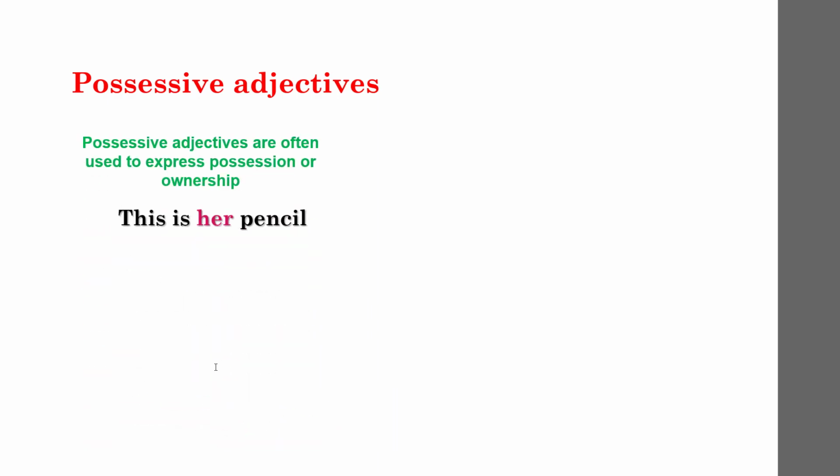Possessive adjectives. Possessive adjectives are often used to express possession or ownership. For example, this is her pencil. Here her denotes the ownership of pencil. Her comes as an adjective pronoun because it describes the noun pencil in the sentence. Similarly, we can use you, him, her, it, us, them, and who or whom as possessive adjectives.